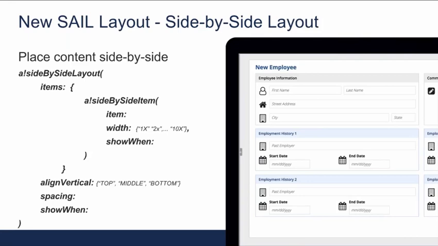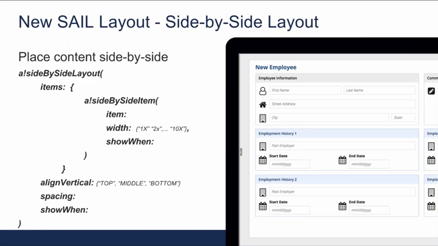Next, we have a new layout control for Appian Sail, which is the side-by-side layout. The side-by-side layout allows you to select specific items, individual items, as opposed to an array of items in a column that are going to be aligned together very tightly with very granular width controls. So now you can see that there's this new sail component, this side-by-side layout.